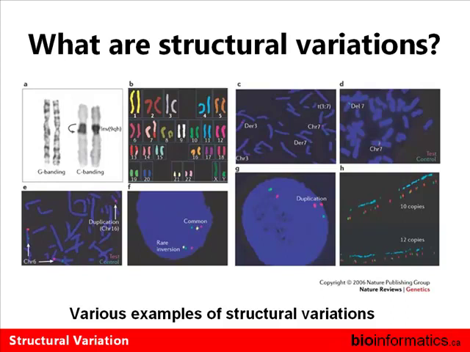So when I explicitly look at copy count, I will use the term CNV. And when I'm just looking at something that happened, but I'm not sure what, I will call it structural variations, and we'll say there's an insertion, but I'm not really sure what was inserted.